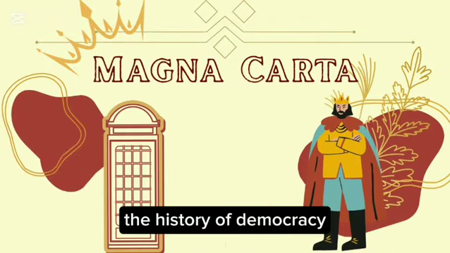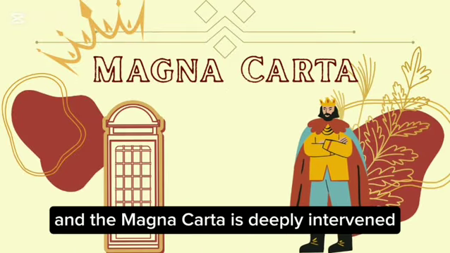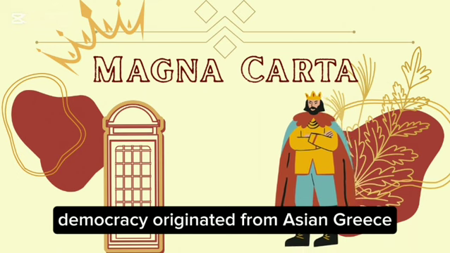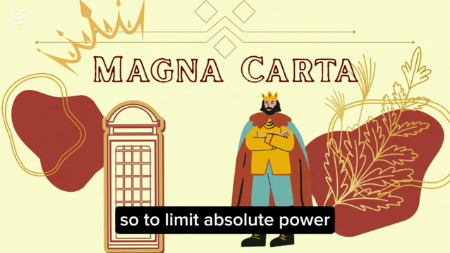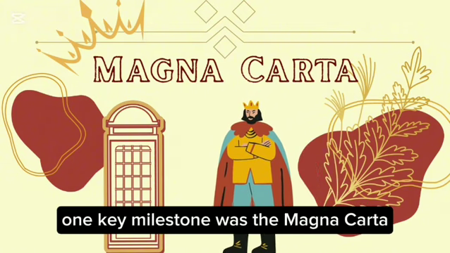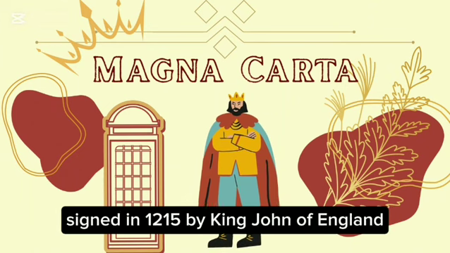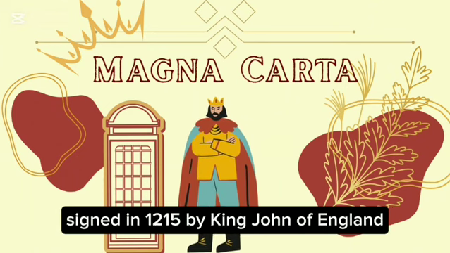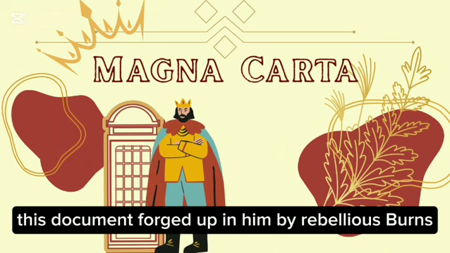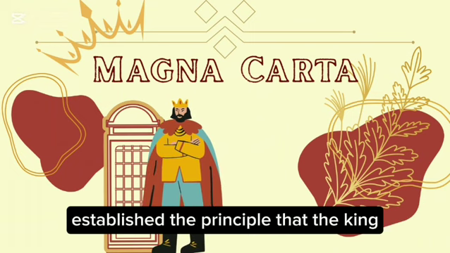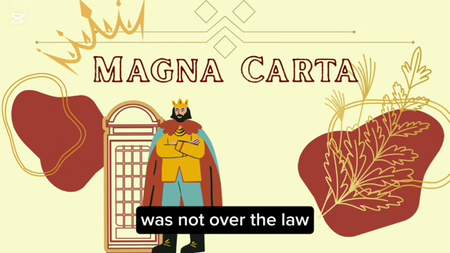The history of democracy and the Magna Carta is deeply intertwined. Democracy originated in ancient Greece and evolved over centuries as society sought to limit absolute power. One key milestone was the Magna Carta, signed in 1215 by King John of England. This document, forced upon him by rebellious barons, established the principle that the king was not above the law.